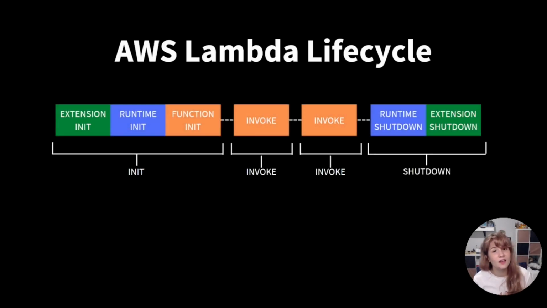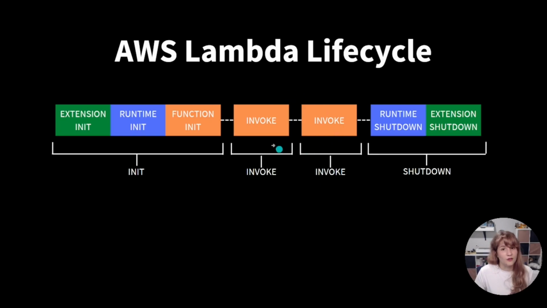So we just did a quick review of event-based architecture and AWS Lambda. So let's understand now the Lambda lifecycle. The AWS Lambda lifecycle consists of three phases: the init phase, the invoke phase, and the shutdown phase. Our init phase is where we initialize our extension, then we initialize our runtime environment, and we also initialize our function.